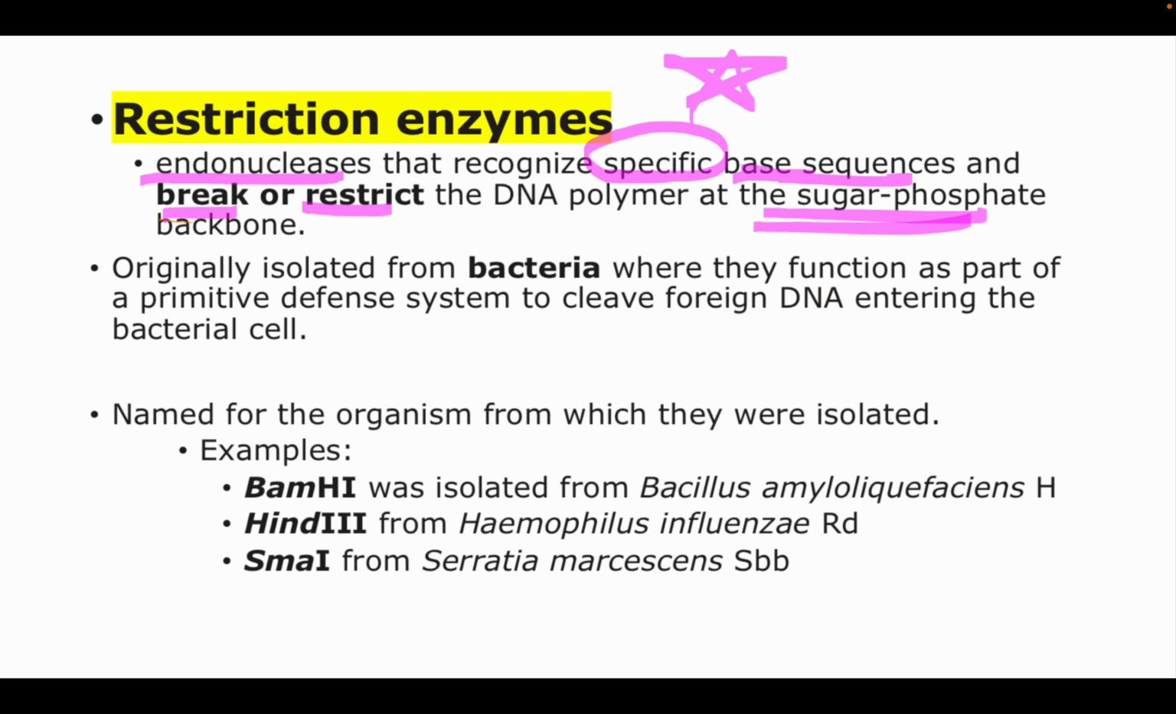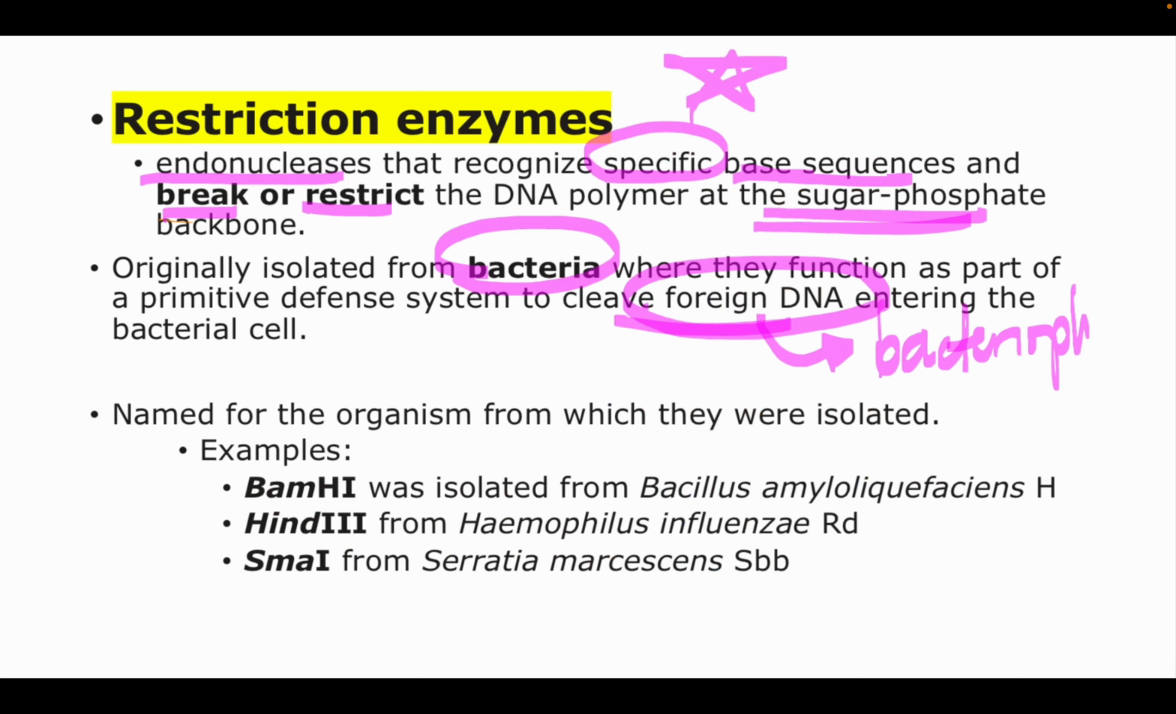Where do we normally isolate restriction enzymes? Normally, we isolate them from bacteria, and they function as part of a primitive defense system to cleave foreign DNA entering the bacterial cell, just as I have explained to you. This foreign DNA is coming from what? Usually from a bacteriophage. So they are a defense system because they cleave the foreign DNA.